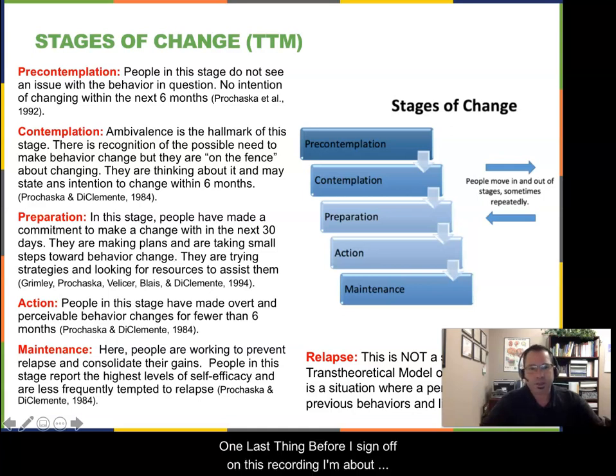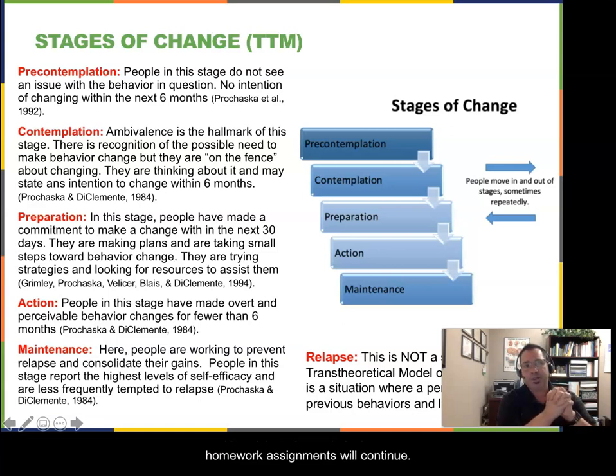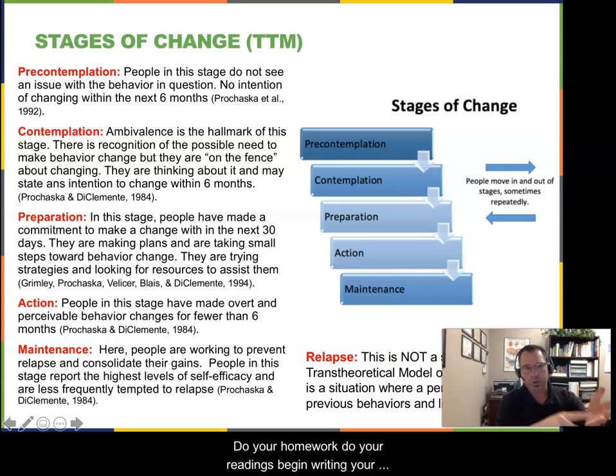One last thing before I sign off on this recording, I'm about 12.5 minutes in, is that as we talked about, the homework assignments will continue. The paper assignment will continue. Just do your homework, do your readings, begin writing your paper. I'm going to be going into the system today and approving all the papers. If there's a problem with it, I will email you individually. But begin writing that, because that is what is going to help you with your grade at the end of this semester.